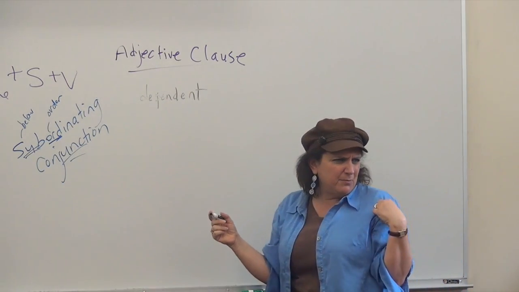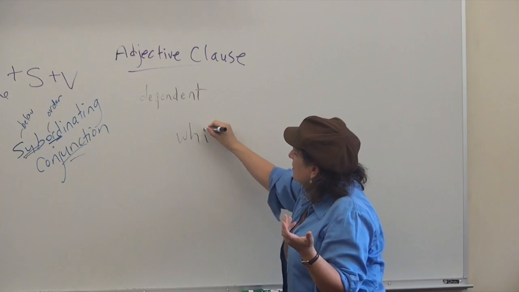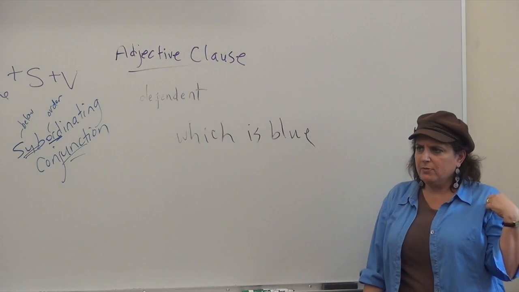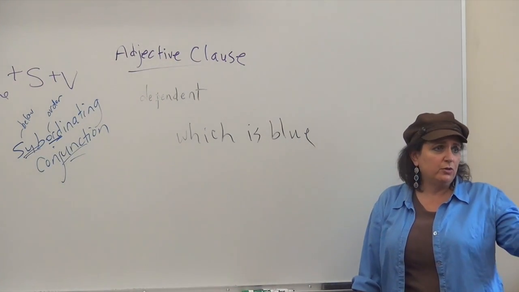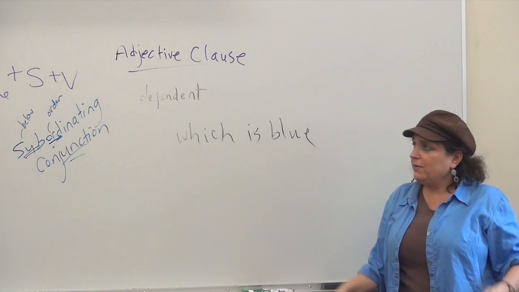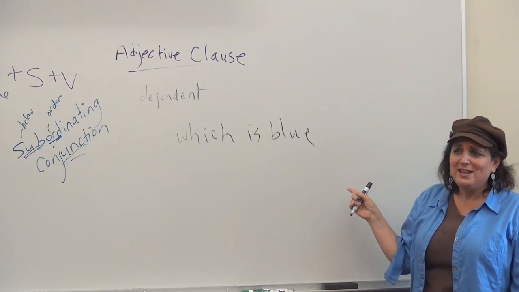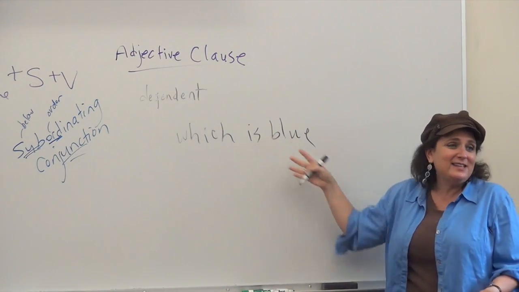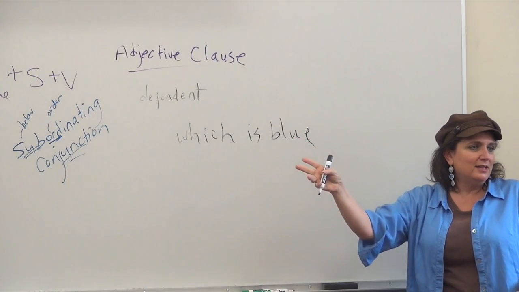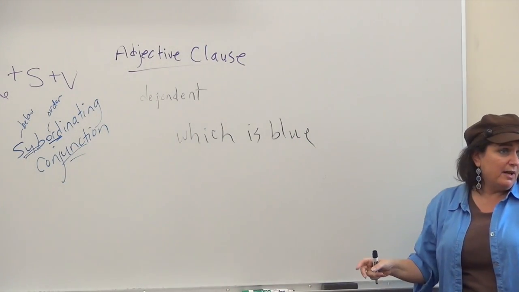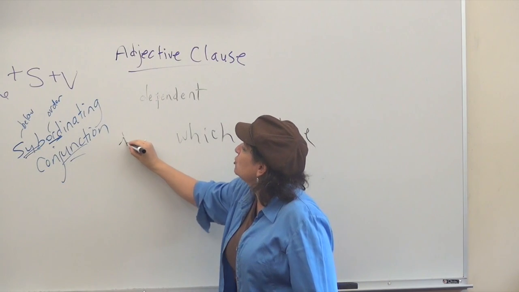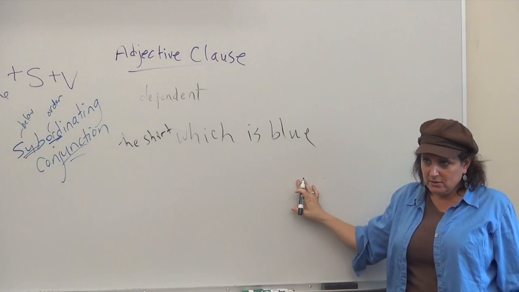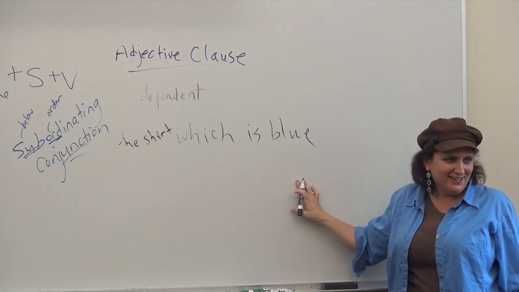Just with my example, I have two shirts. There's one which is blue and there's one which is red. If I just say "which is blue," does this mean anything to you? No, that means it's dependent. It cannot exist by itself. It requires something. It has to come after something. It follows a noun. The shirt, which is blue. Now you know what I'm talking about. Correct? Okay, I just want to make sure I'm clear.